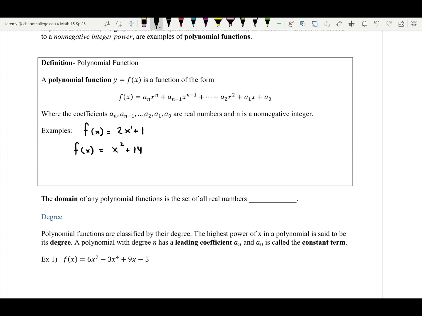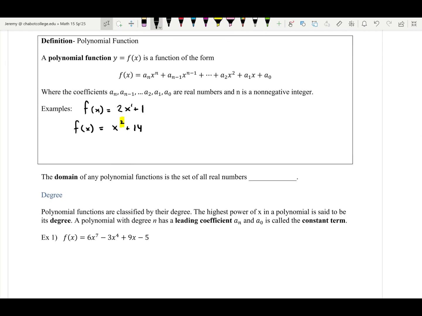f of x equals x squared plus 14. This is actually a function from the last example in the previous section that we did. I think this was our demand function. This is a quadratic. The highest power that we see on the variable x is 2 in this case. So this is a degree 2 polynomial.